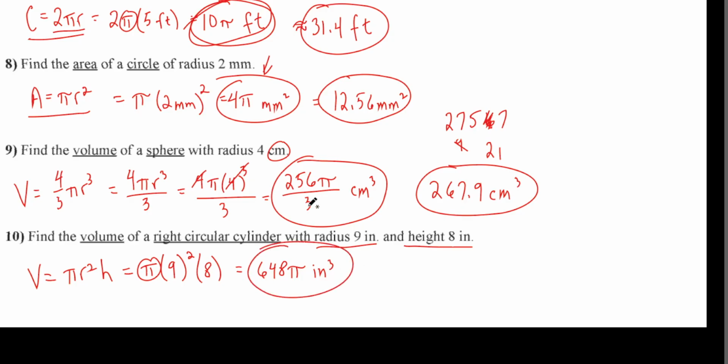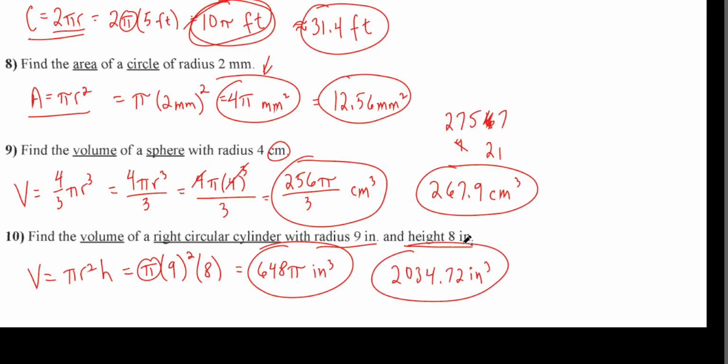It's perfectly fine. Or if you really got a problem with that, you don't like to leave the pi, you want a decimal number, you could always go 648 times 3.14. Once you do that, I would do that in a calculator. There's no way I could do that in my head. So it's 2034.72. And again, it's inches cubed. And there you go.